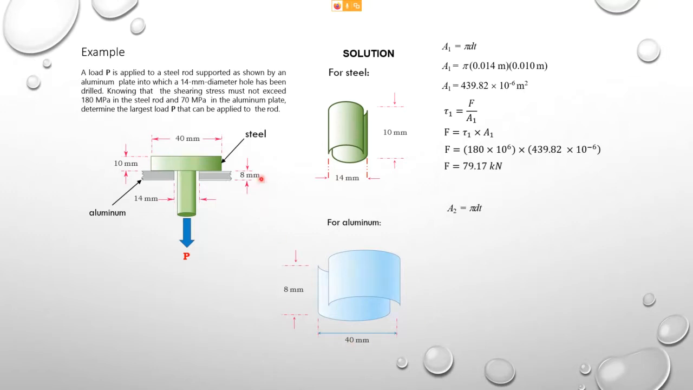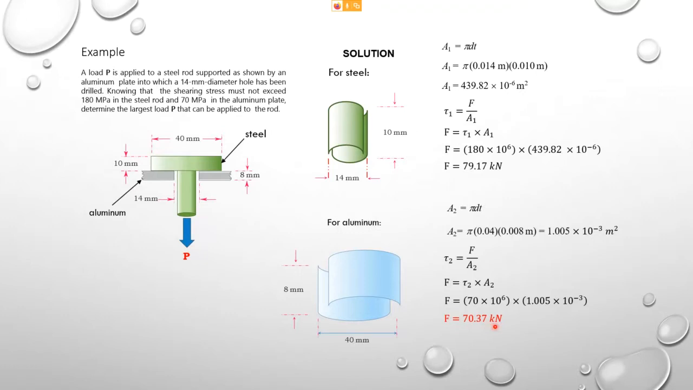So for d, by the thickness here of 8 mm, the area, again, we consider pi dt. So d is the diameter here, and t is the thickness of this. So you got this as the area for the aluminium. So again, we apply, but this time we consider this as section 2. So from here we find out the force also. The force is 70.37 kilonewton.